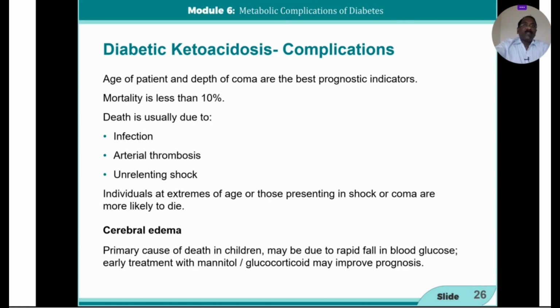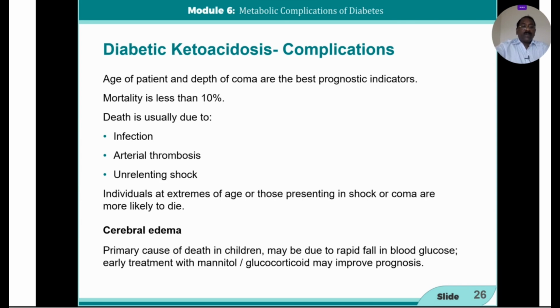Mortality is less than 10%. But nowadays the mortality is very, very low. To my knowledge, almost negligible mortality. 100% we can treat the DKA, provided they come in the right time. Death is usually due to infections, arterial thrombosis, and shock, prolonged shock. Individuals at extremes of age or those presenting with shock or coma are more likely to die.